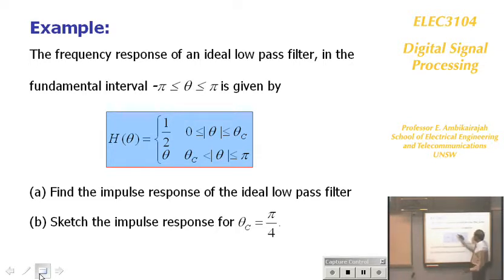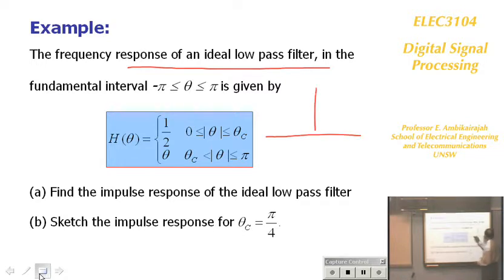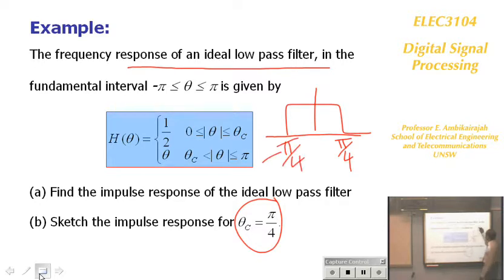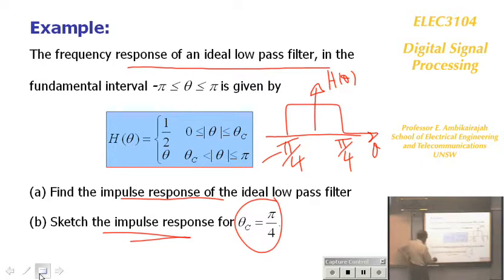You are given a frequency response of an ideal low-pass filter. In this case, if you draw the diagram, it looks like that. Pi over 4 is the cutoff frequency, theta c is pi over 4. This is H of theta, and that's theta. You've been asked to find and sketch the impulse response of this ideal low-pass filter.